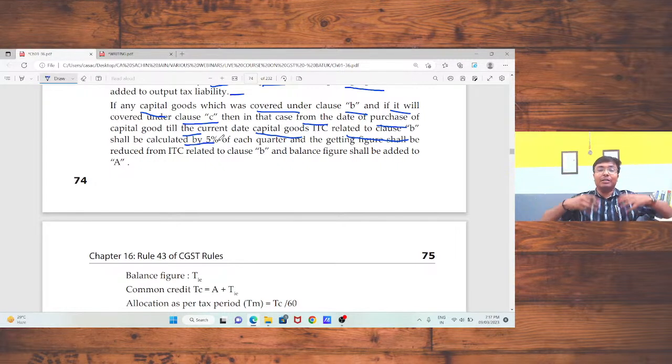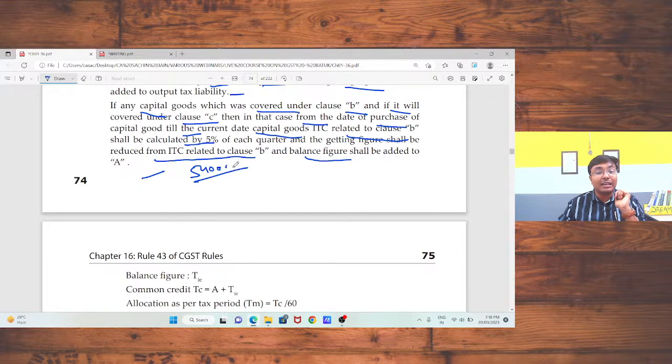That is, if I have used that plant and machinery for taxable purpose only for 6 months, then 5% each quarter, that is 10% for 2 quarters. And that figure shall be reduced from input tax credit, because you had taken 100% input tax credit, and now you are going to transfer that into exempted as well as taxable purpose. Hence the 10%, that is 6,000 rupees, you need to reduce from that input tax credit, and the balance figure shall be added to A, that is your common input tax credit. On that balance, that is 54,000 rupees, you should divide by the life of that product on a monthly basis, and keep reversing it accordingly.